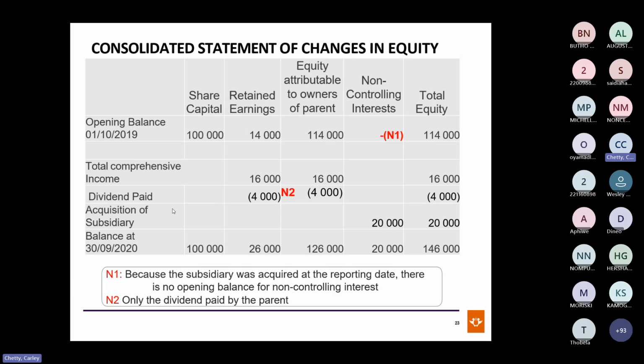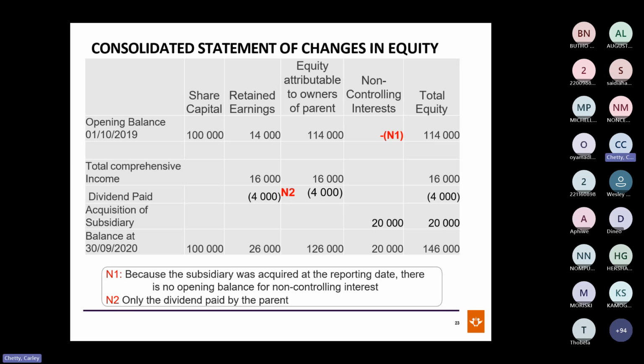Then we have acquisition of subsidiaries. So remember we said the non-controlling interest share was 20,000. This is part of the pro forma journal entries, this 20,000. So we'll put that in the total column. And then if we total up this total equity column, we take the opening balance plus the total comprehensive income minus the dividend paid plus NCI, that will give us a balance of 146,000.